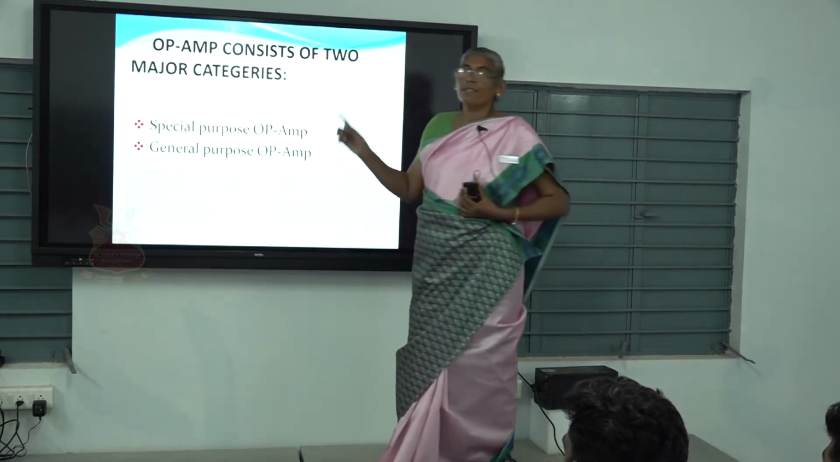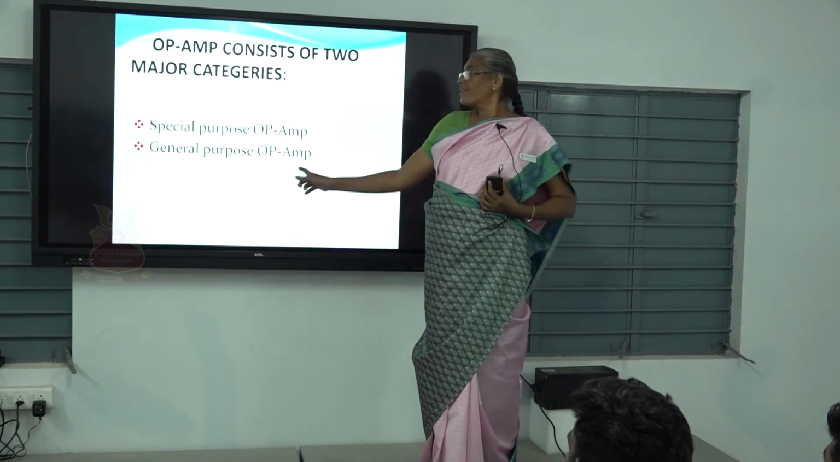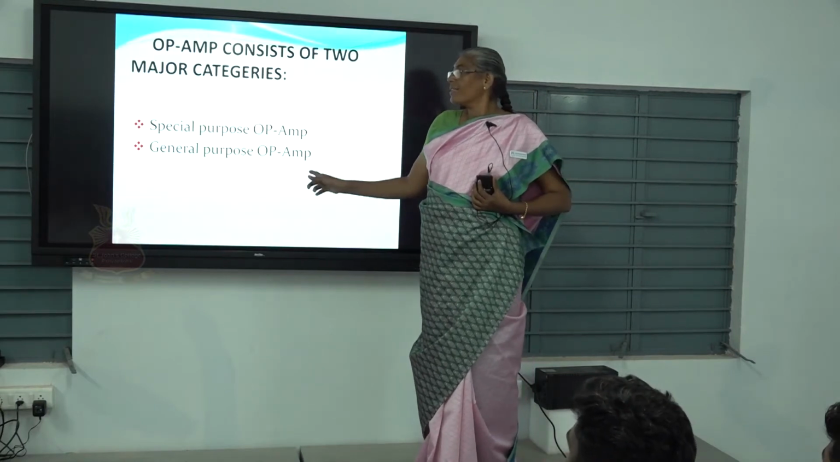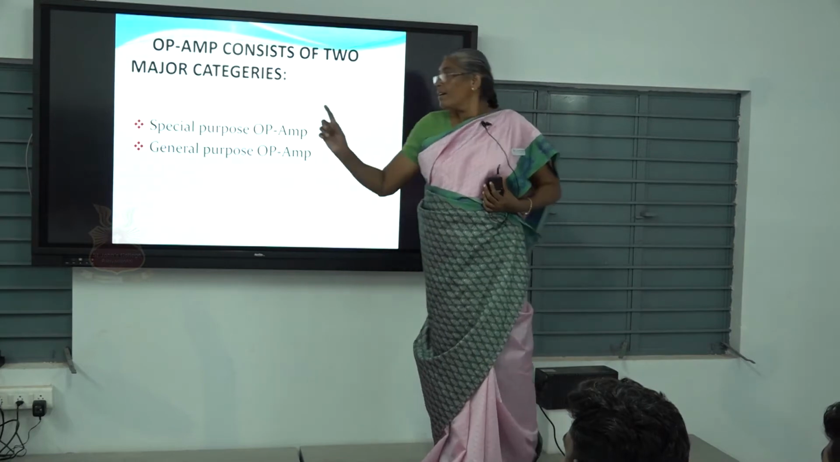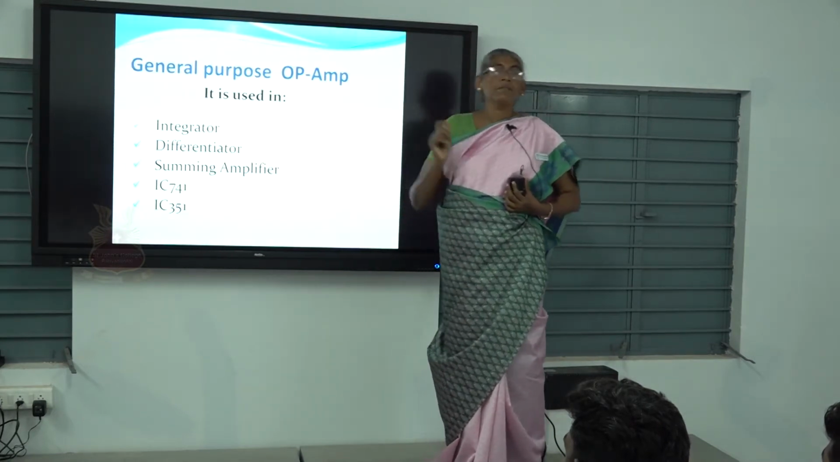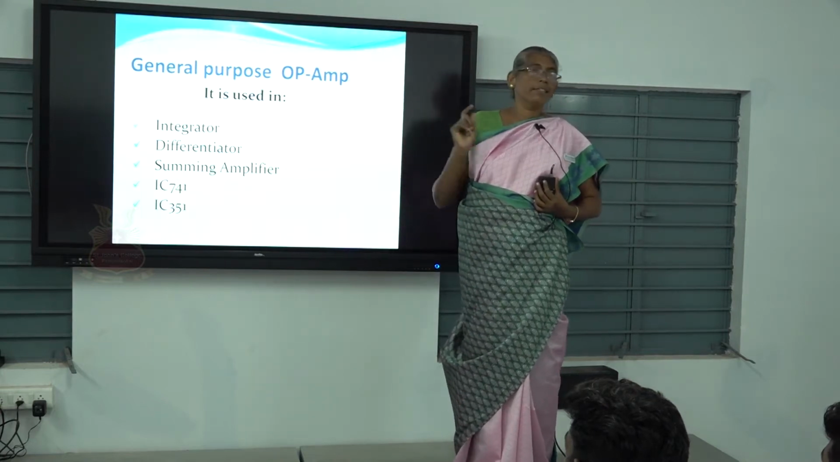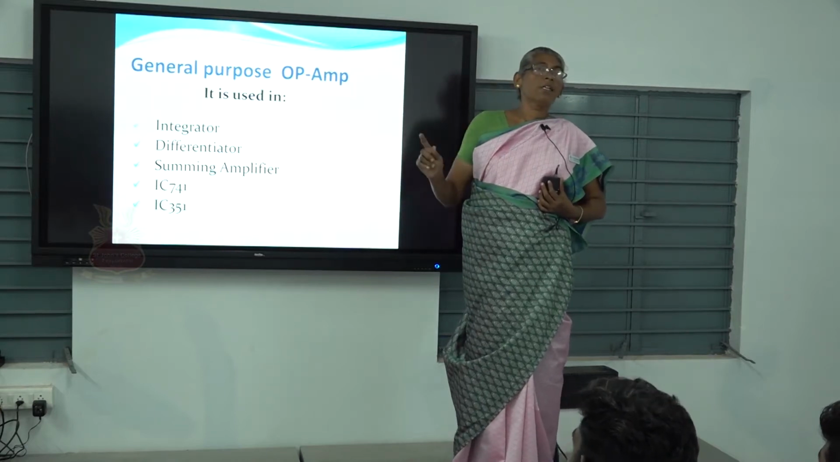Operational amplifiers consist of 2 major categories. The first one is the special purpose operational amplifier and the next one is the general purpose operational amplifier. The general purpose operational amplifier is used for integrator, differentiator, and summing amplifier.